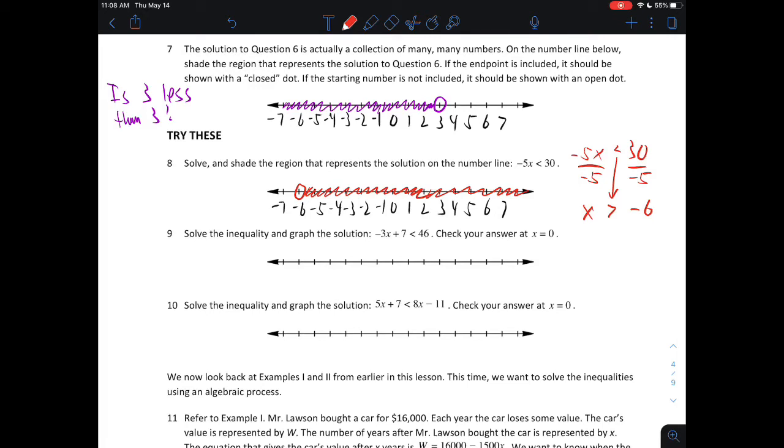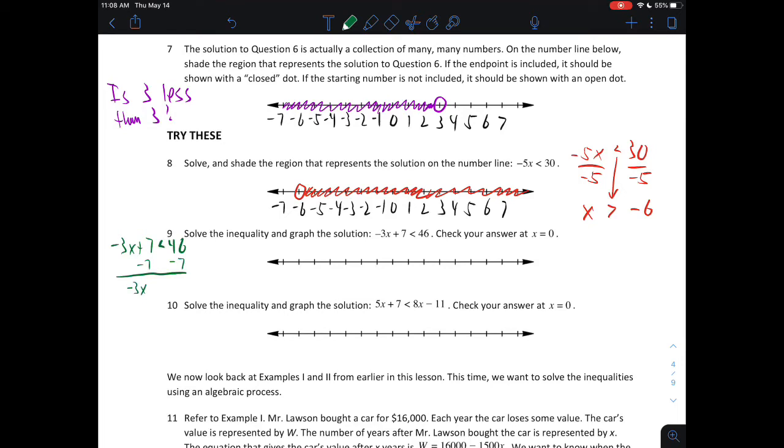Okay, number 9. Solve the inequality and graph the solution. Now we're doing a little bit more. So, -3x plus 7 is less than 46. Think back to when we were solving equations. You want to get all the constants, things without x, on one side first, before we start doing any division or multiplication. So I would actually want to move that 7. If you notice, the sign right in front of the 7 is a plus. I have to do the opposite of that, so I have to subtract 7. That leaves me with -3x on the left-hand side.